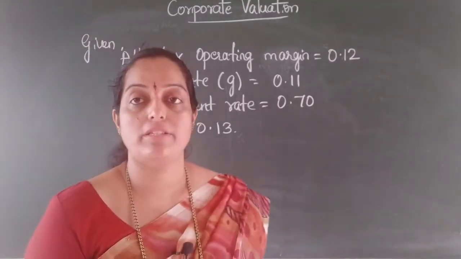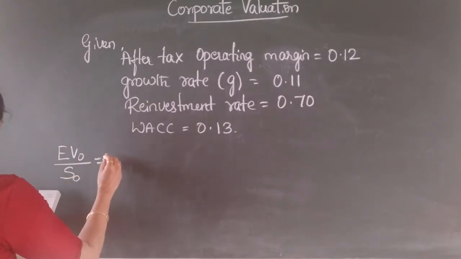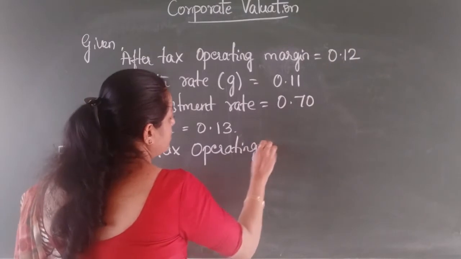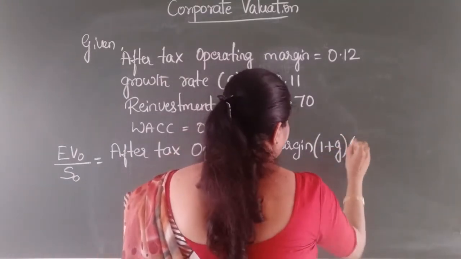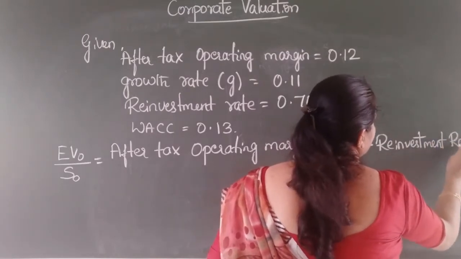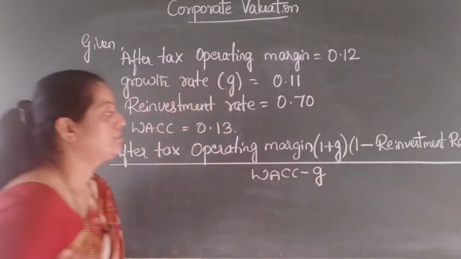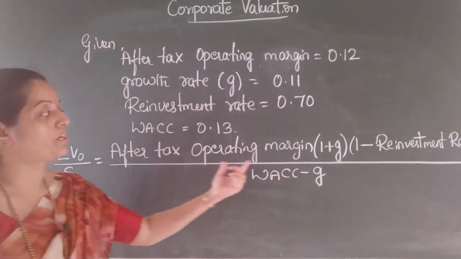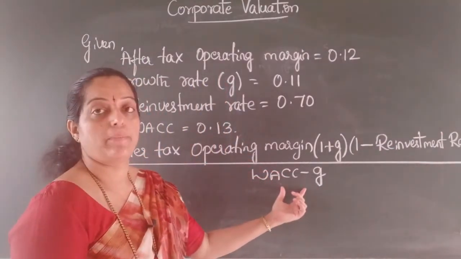To find out the enterprise multiple, the formula is EV naught by S naught is equal to after tax operating margin multiplied by 1 plus G, into 1 minus reinvestment rate, divided by weighted average cost of capital minus G. See, this is the formula to find out the enterprise multiple.